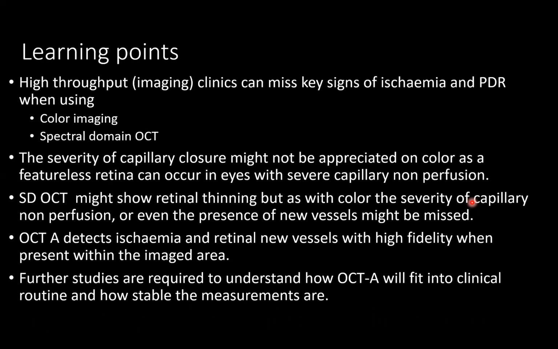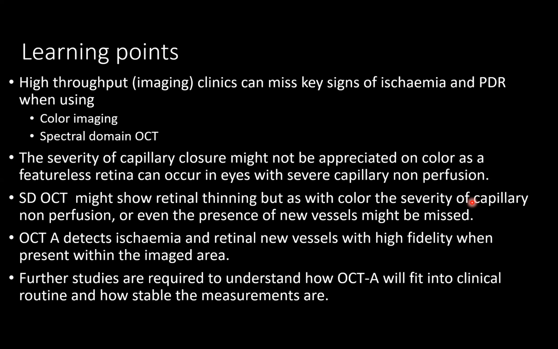So what have we learned from these cases? When you're using just color imaging and spectral domain OCT, high throughput imaging clinics can miss key signs of ischemia and even proliferative diabetic retinopathy if they're only using those imaging modalities. Sometimes the severity of the capillary closure is not appreciated on color imaging, as a lot of patients at that stage have a featureless retina. So instead of seeing lots of abnormalities, you see a grayish featureless retina. And they can have very severe capillary non-perfusion, but not very many overt signs of the disease.